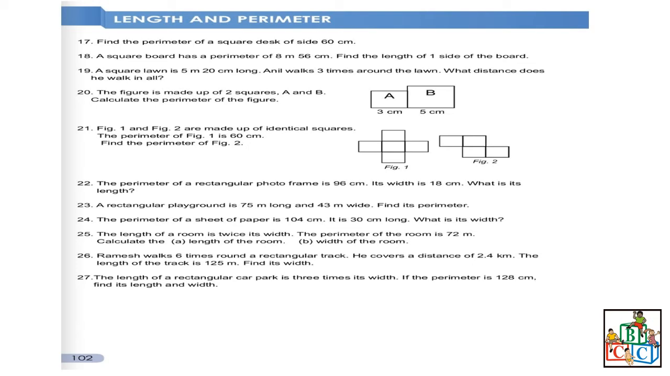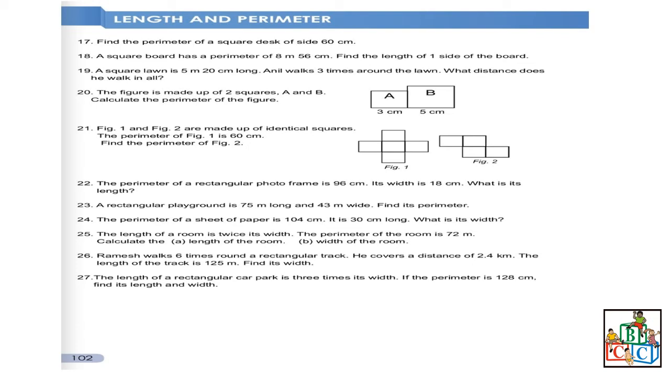Ramesh walks 6 times round a rectangular track. He covers a distance of 2.4 kilometers. The length of the track is 125 meters. Find its width. So here in this question you have both kilometers and meters. So you cannot work with two different measure units. So you will have to convert the kilometers to meters and then work it out.